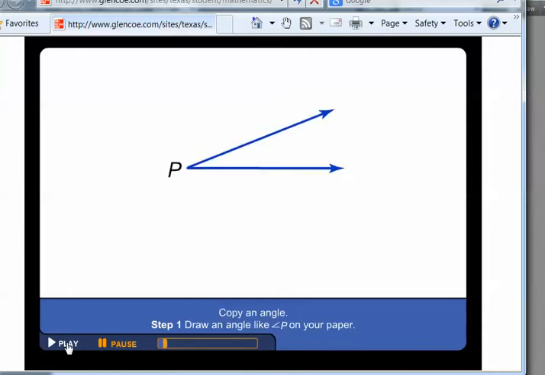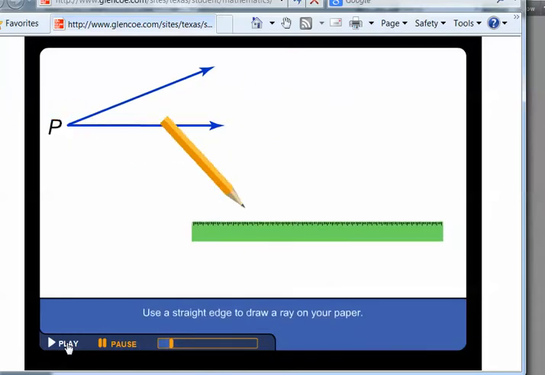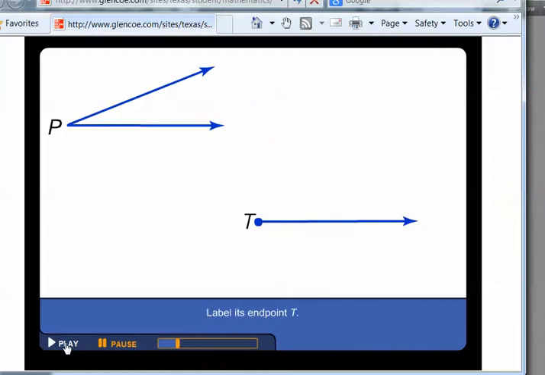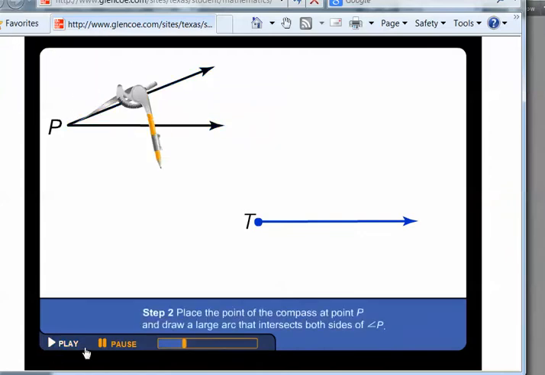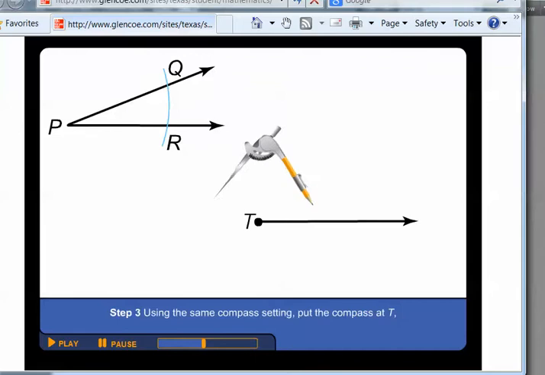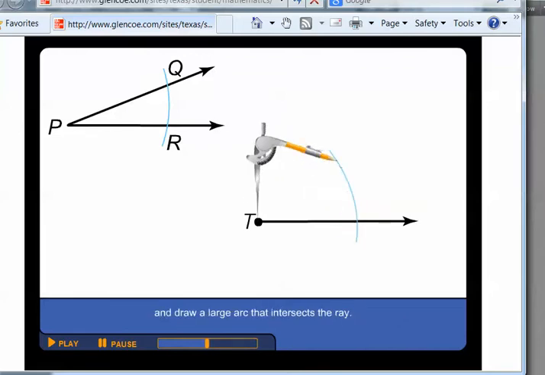An angle. Step 1. Draw an angle like angle P on your paper. Use a straight edge to draw a ray on your paper. Label its endpoint T. Step 2. Place the point of the compass at point P and draw a large arc that intersects both sides of angle P. Label the intersections Q and R. Step 3. Using the same compass setting, put the compass at T and draw a large arc that intersects the ray. Label the intersection S.